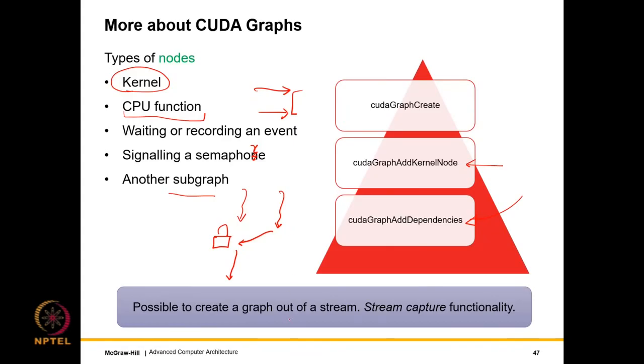It is also possible to create a graph out of a stream. This is known as stream capture functionality, where we take an existing stream and create a graph out of it. Then we get the additional advantages of a graph. But given that a graph is a heavyweight thing, with a lot of additional code, including prefetching and validation, it is typically preferred when we have a fair amount of computation which is reasonably heterogeneous and unstructured.